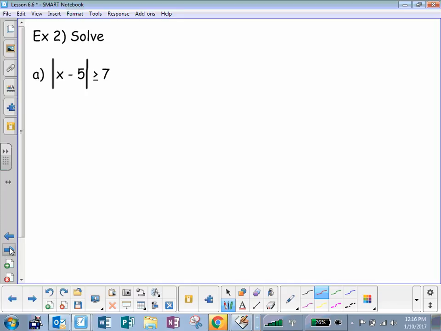All right, this one. And or? Or, so we're going to write our two cases. That means x minus 5 is greater than or equal to 7, or what am I going to write now? Less than or equal to negative 7, exactly.